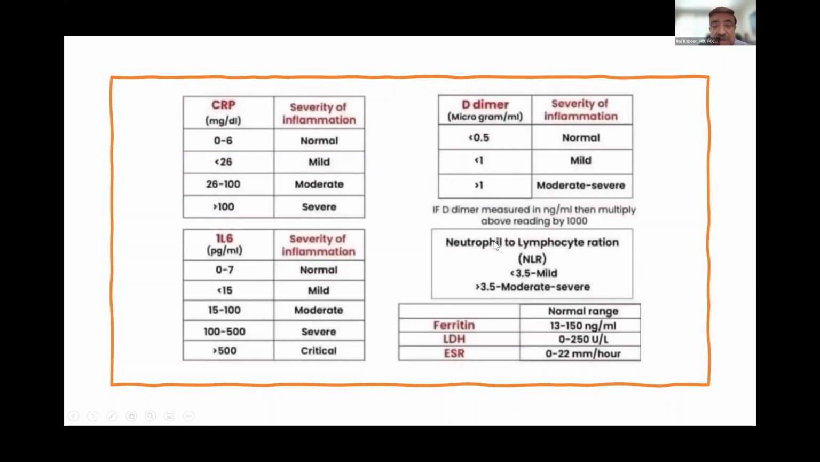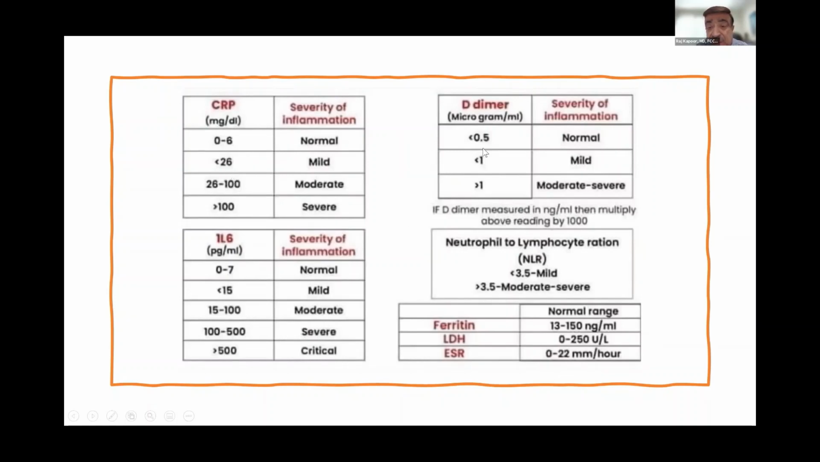These are the different lab work that we do. The CRP is liberated from the liver, and it goes up in any inflammation or any infection. However, in this case, these are the numbers which tell you mild, moderate to severe. If it is more than 100, and the IL-6 is more than 100, that's when we talk about the cytokine storm. So these are the thresholds for CRP and IL-6.